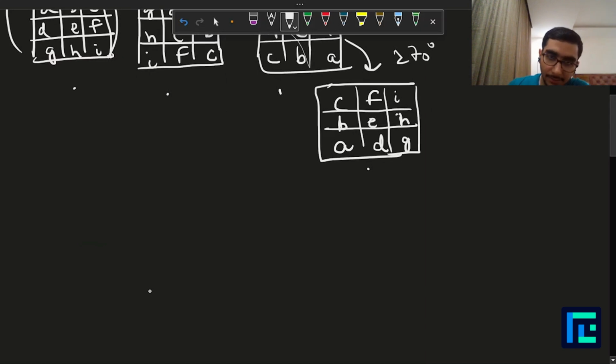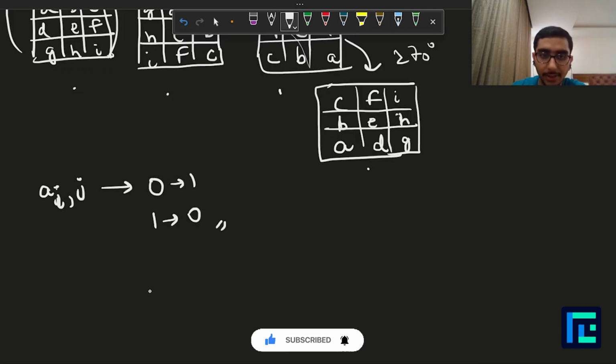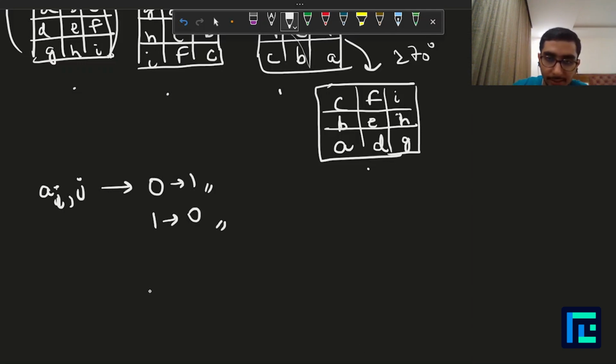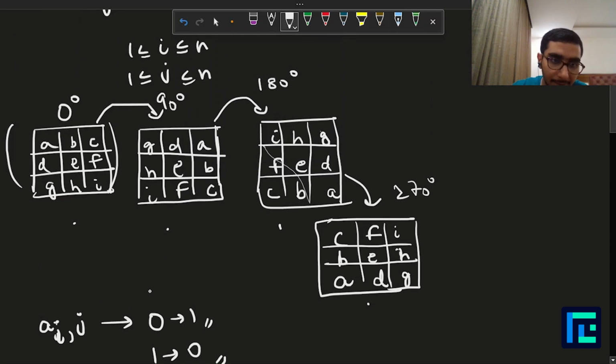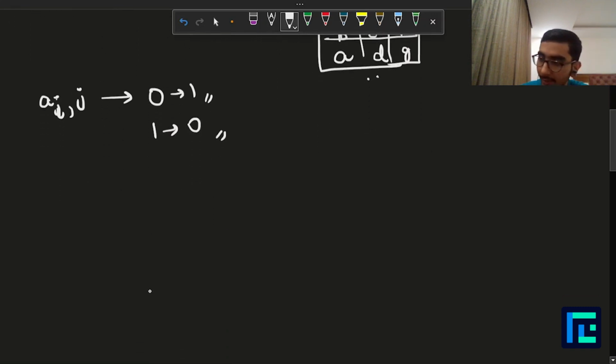Now, how can we change the matrix? Quite simple. Take some a of i comma j and just flip it. So if it is 0, make it 1, and if it's 1, make it 0. So this is the change you can make, and you'll have to change the matrix in such a way that it remains the same in all the four rotations, and you'll also have to make the minimum number of changes. So keep that in mind. So you'll have to change the minimum amount of indices in the original matrix. So this is our question.